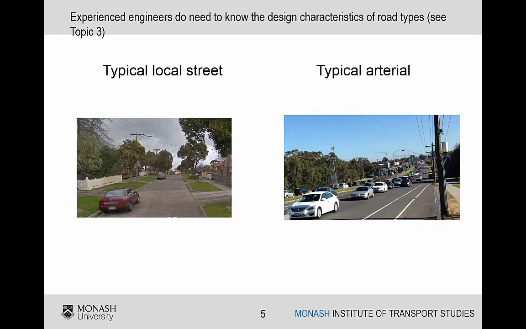So if you're working as a traffic engineer and you're redeveloping or you're designing a local street or an arterial road, you need to know what those standards and guidelines are for your jurisdiction. In Australia, it's the Austroads guidelines. You may have different standards and designs in your country if you don't live in Australia.